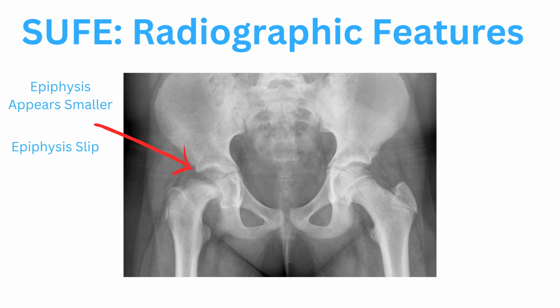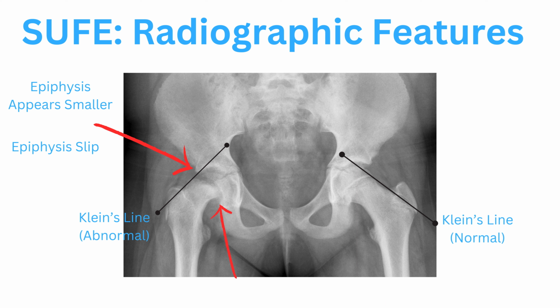Next, we can use Klein's line of assessment in order to test if this right hip represents SUFE. Klein's line is a line drawn vertically from the neck of the femur up the proximal femur. If it does not intersect with the femoral head, then this is a positive indicator for a slipped upper epiphysis. We have drawn the lines on both hips so that you can see the difference. We can see that on the right side there is no intersection with the femoral head, therefore indicating a slip. On the left hip, we can see that our line does indeed intersect with the hip, and it is therefore unaffected.